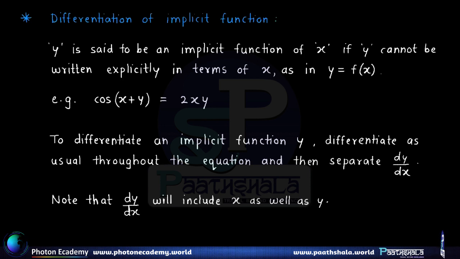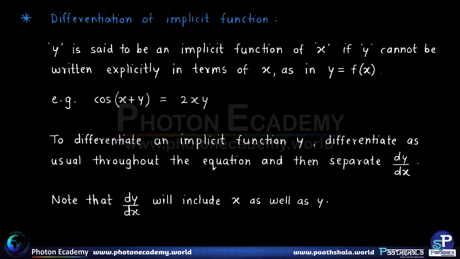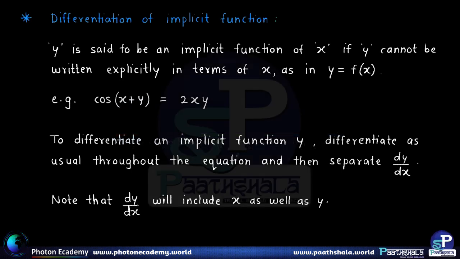As an example, here we have cos of (x plus y) equal to 2xy. Here we will see that it is not possible to write y entirely in terms of x by whatever transpositions or operations we do on both sides. Therefore we say that y is an implicit function of x, because y is still dependent on x, isn't it? They are related by a particular relation.